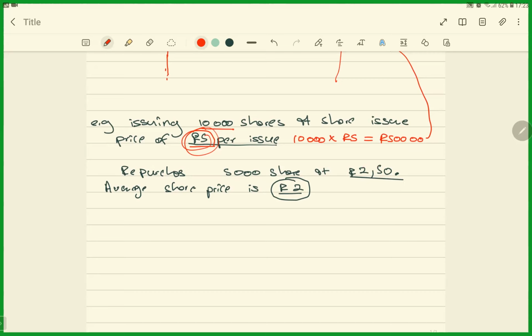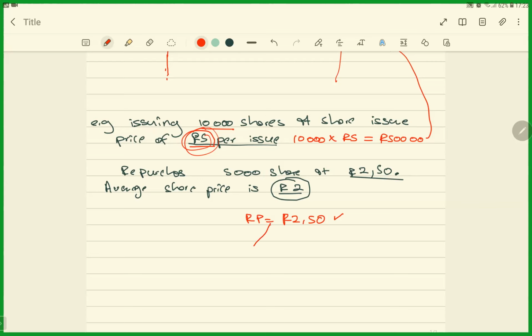What I would normally do is draw a structure here. The RP represents the repurchase price, which is the total amount that we are going to pay. In our case, it will be the 2 Rand 50 for each share. But the question is, how are we going to finance the 2 Rand 50? Where are we going to take the funds from? We're going to look at two sources.